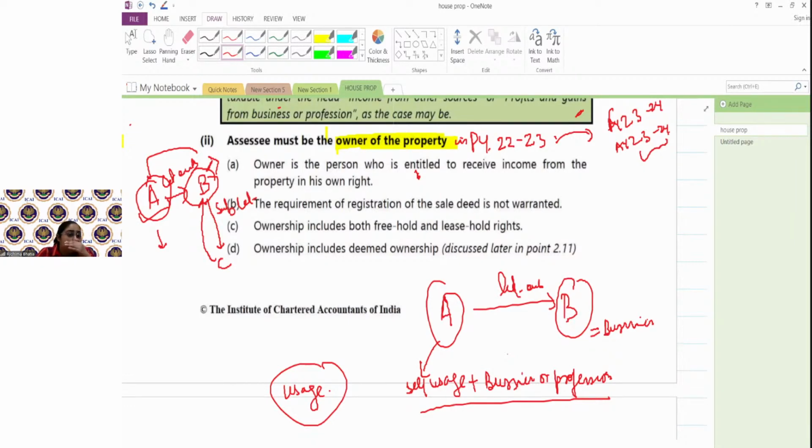But if the owner himself is using it for the purpose of business or profession, for his own purpose of business or profession, that would not be counted as a property for which you have to consider an annual value to offer under the head income from house property. यहाँ तक किसी को कोई डाउट?